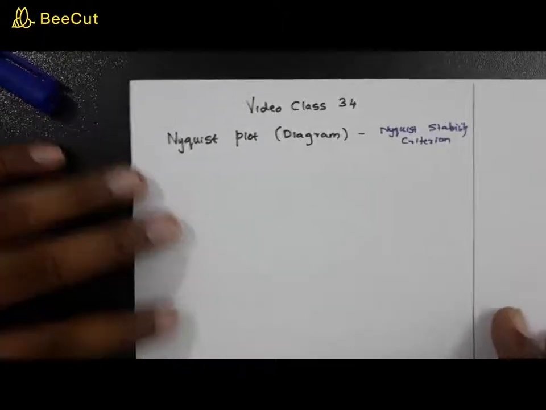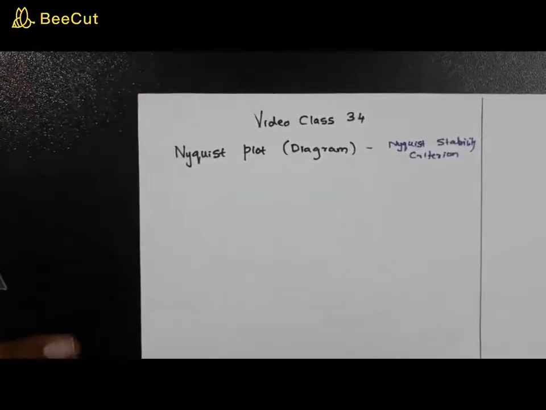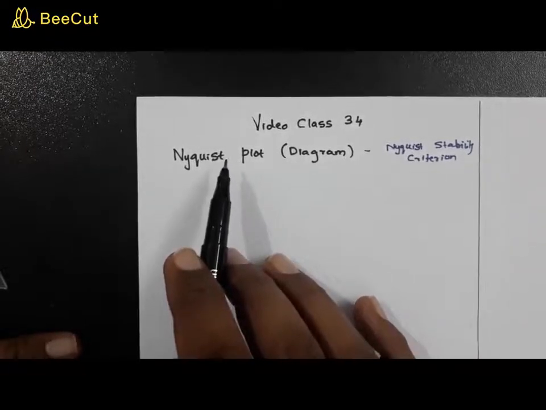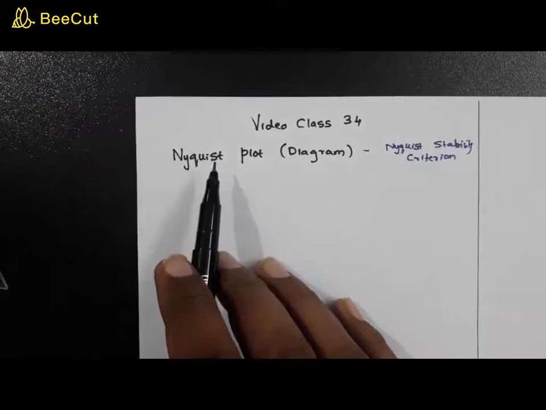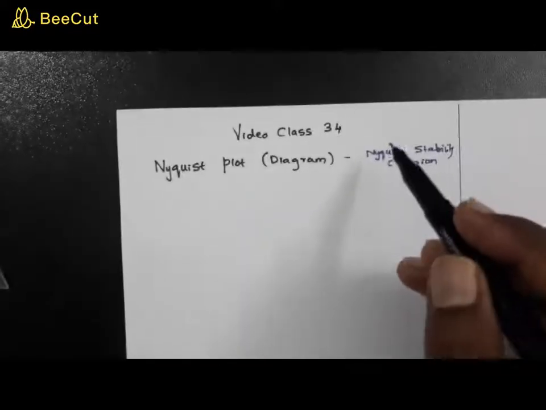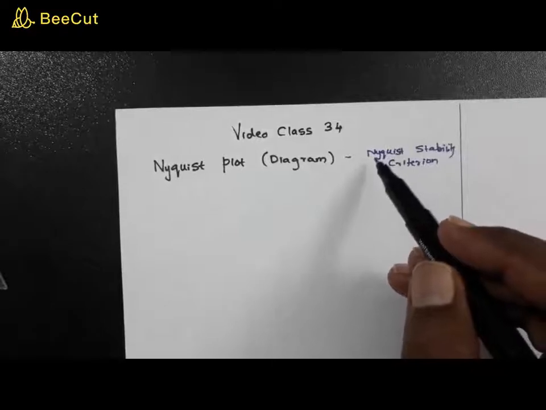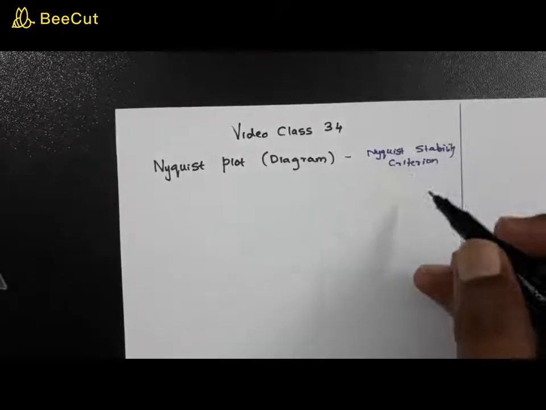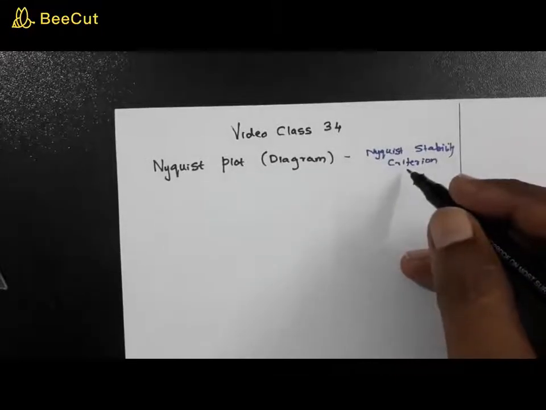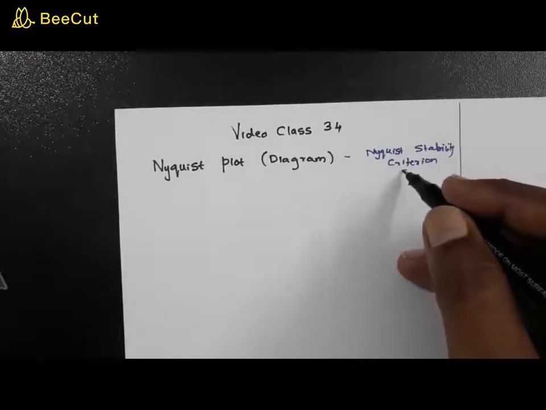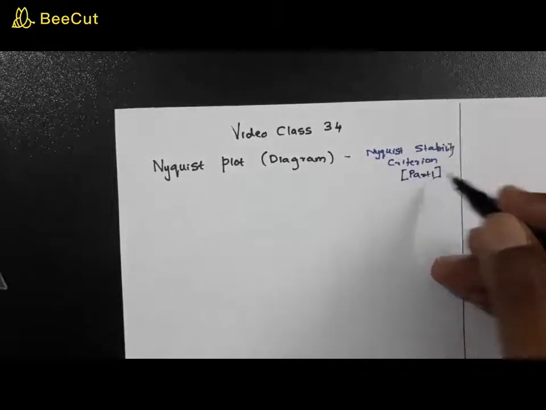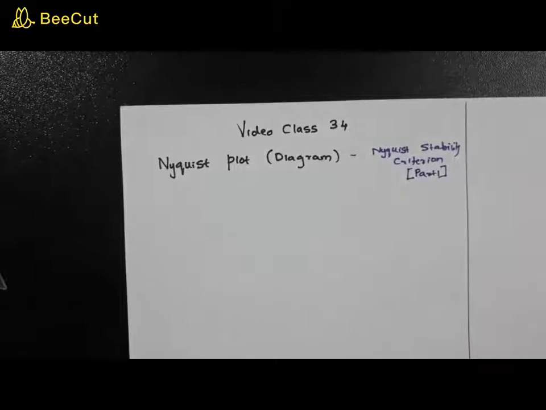So welcome students to video class 34, and we are going on to the next topic in this module, that is the Nyquist plot, or in your syllabus it is given as Nyquist stability criterion. Okay, so we'll be having one or two or three classes, so I'm calling this part 1. Okay, so Nyquist stability criterion.